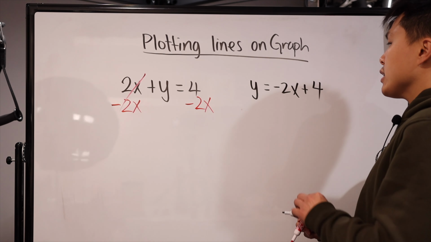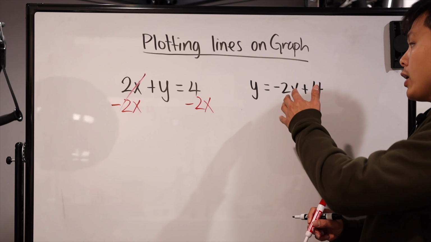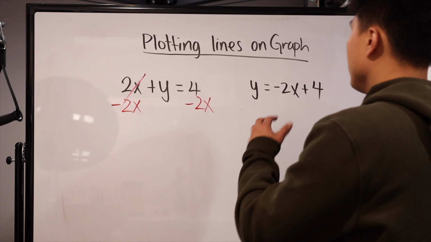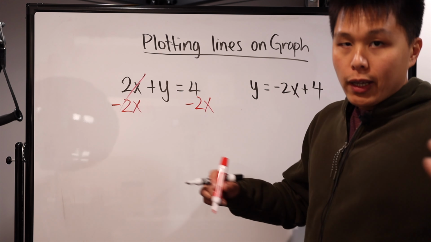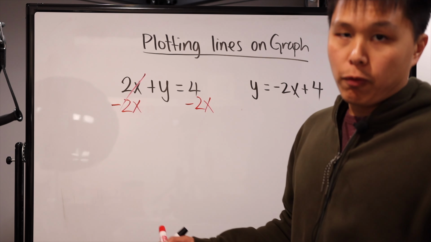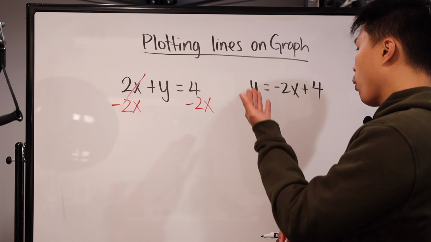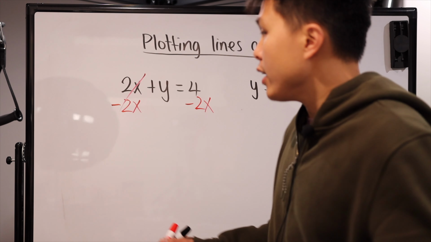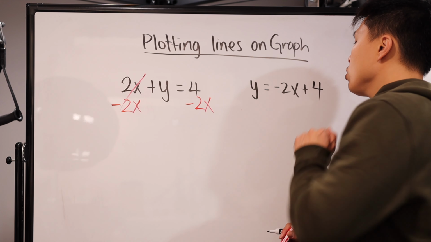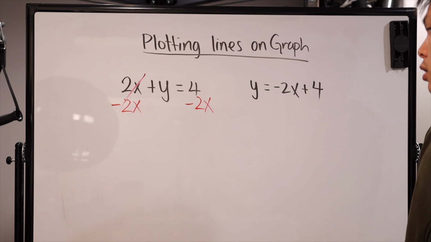Now, I'm writing it like this because in the future, hopefully you guys will see, or you guys already know, right? This is basically our slope-intercept form. It's the standard common format, right? If you left it as 4 minus 2x, perfectly valid. So, y equals negative 2x plus 4.